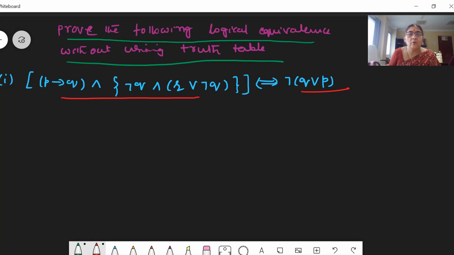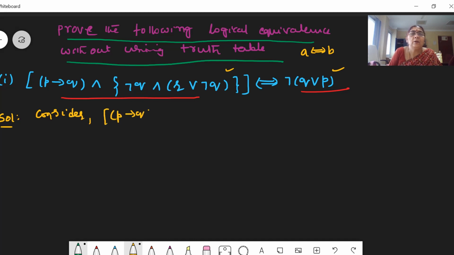For the solution, either I have to take the left hand side of the compound proposition or the right hand side. This is just like A is logically equivalent to B. Better to take the left hand side because it involves more compound propositions compared to the right hand side. Therefore, consider (P → Q) ∧ ((¬Q ∧ R) ∨ ¬Q).